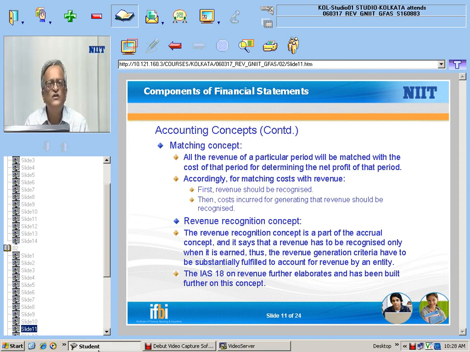In simple language, whenever there is an income, whenever there is revenue, then the related expenditure has to be accounted for at the same time. I gave you that example of sales.